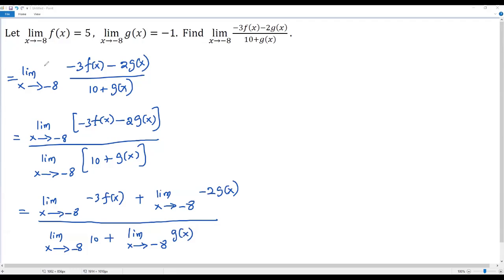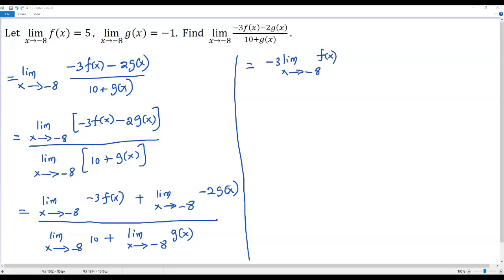Here we have the limit as x approaches negative 8 of f of x equals 5. But here f of x is multiplied by a constant. So when I take the limit of a function and the function is multiplied by a constant, the constant can be moved out of the limit. That is, the negative 3 can be taken out of the limit and multiplied by the result of the limit. Now let me do it in the next step. That is negative 3 times the limit as x approaches negative 8 of f of x.